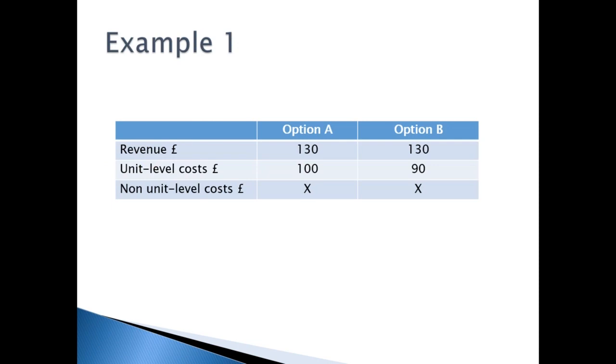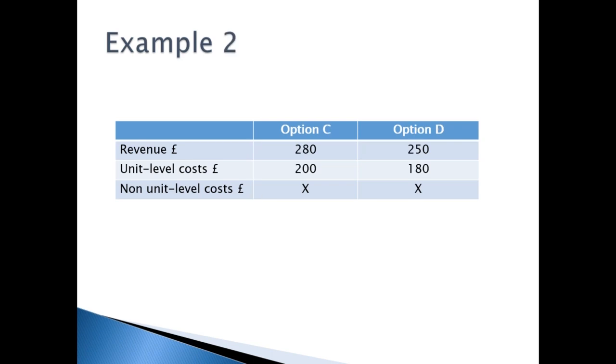Right, so look at this example here. You've got two options, A and B, the revenue, the unit level costs. The non-unit level costs, we can ignore those because we just know they're equal, so it makes no difference for this decision. And B is the better one because B minimises the unit level costs.